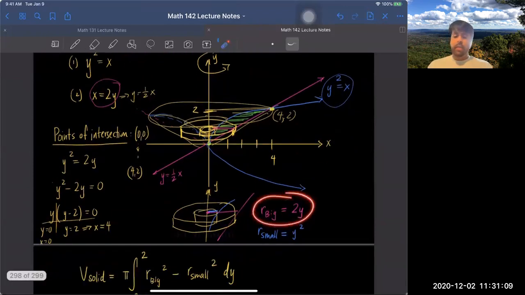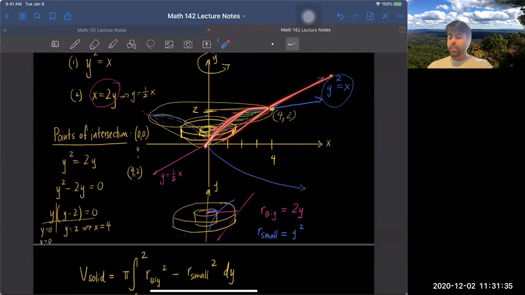But the R big, the bigger radius, is represented by the function that's furthest away from the axis of revolution. And in this case, the pink here is the furthest away from the axis of revolution compared with the blue one in this region. We're only considering this region, so we don't really care about the rest. We just care about which one is farthest away in this region. That's it. So let me make this a little bit clearer here.